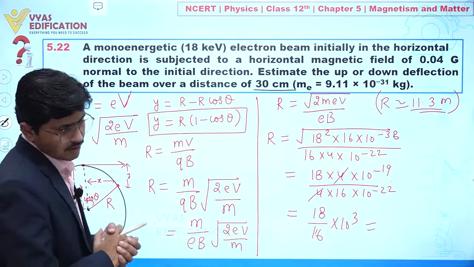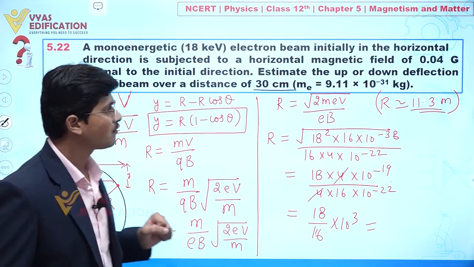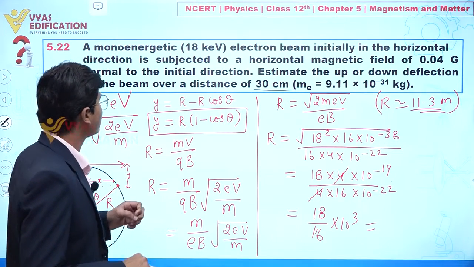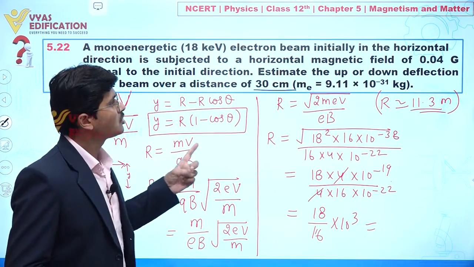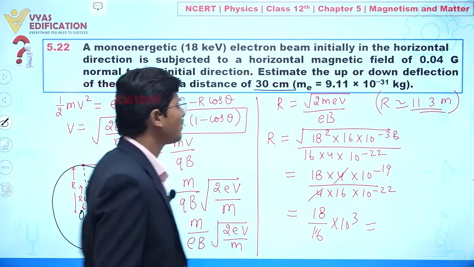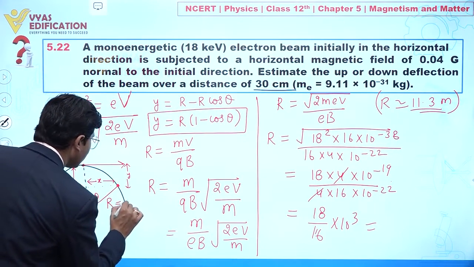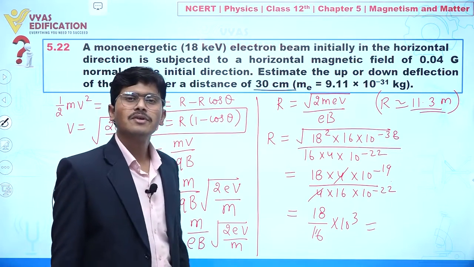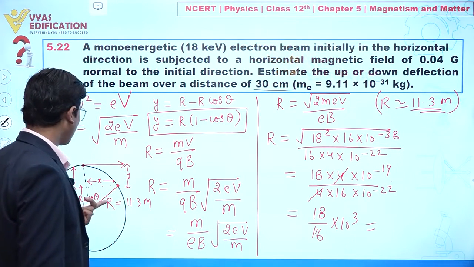Clear? Yes. So now we can see what is our objective. That is very important. Our objective in this question is to calculate value of this y. Clear? So we are getting value of r, that is 11.3 meter. So I can say this value we have 11.3 meter. Clear? So now, can we find here value of this theta?